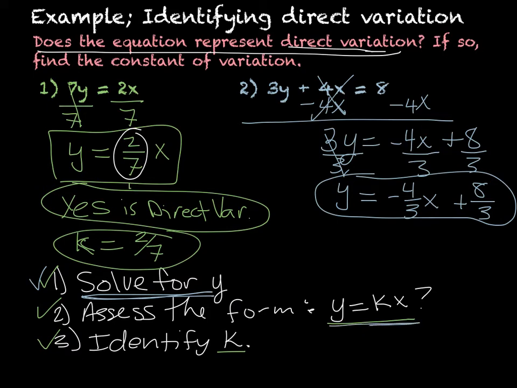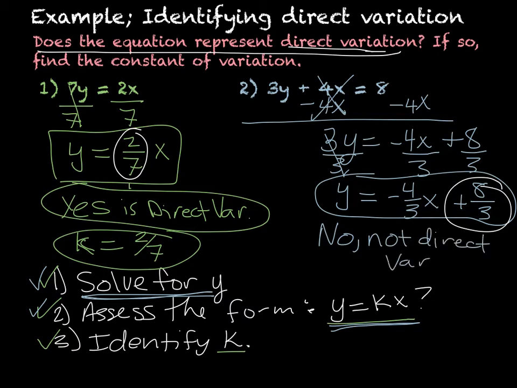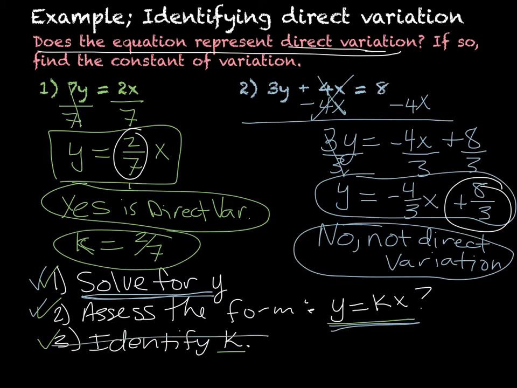Assess the form of y equals kx. So y equals negative 4/3 x. If it stopped there, it would be of the form. But we add on the 8 over 3. So that means that it is not direct variation. So we are done. We don't have to do the last step because it is not direct variation, so there is no constant of variation.